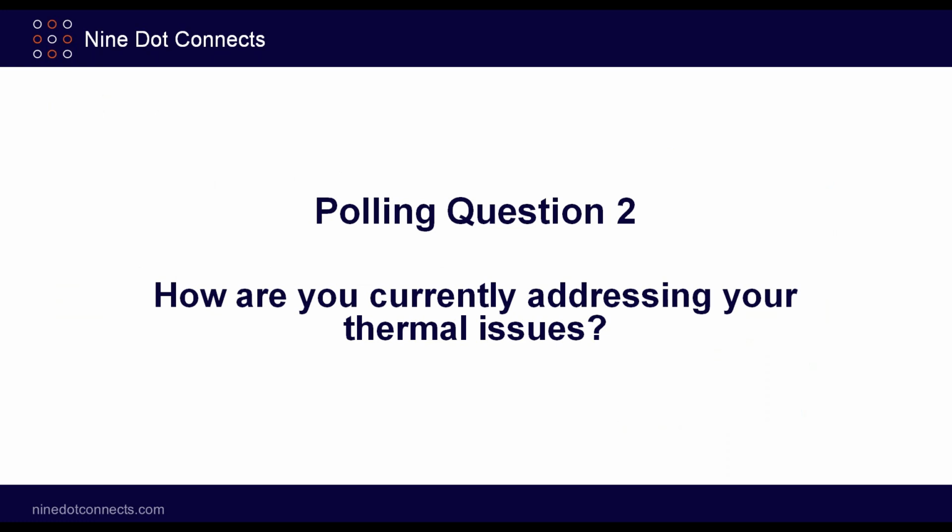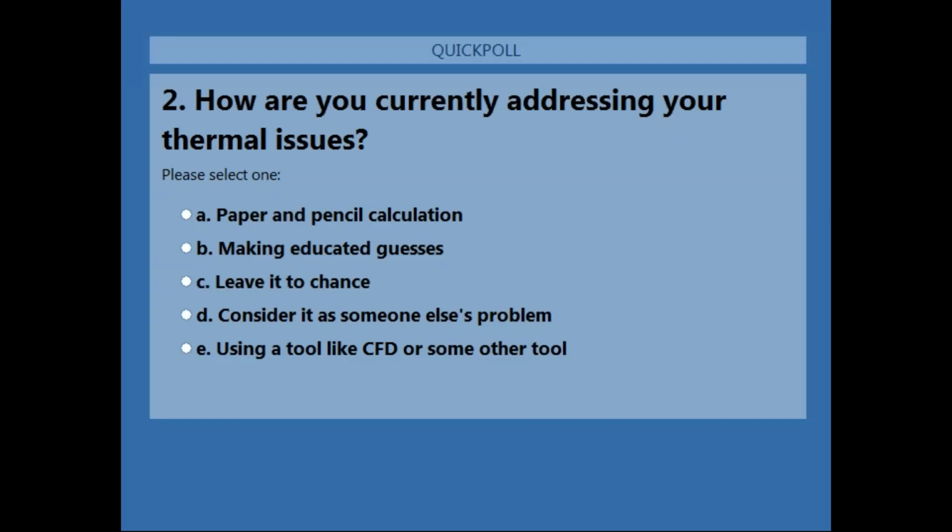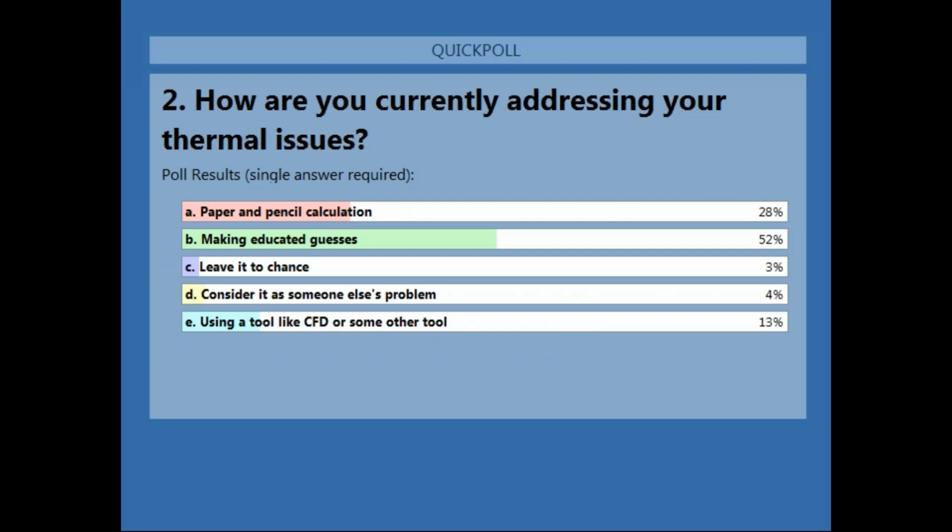So we're going to do another little poll here. We are very curious, how are you currently addressing your thermal issues? It appears most people have chosen B as an answer, making educated guesses. And a quarter of the folks answered paper and pencil calculation. Interestingly enough, 3% said leave it to chance, and 4% said consider it as someone else's problem.